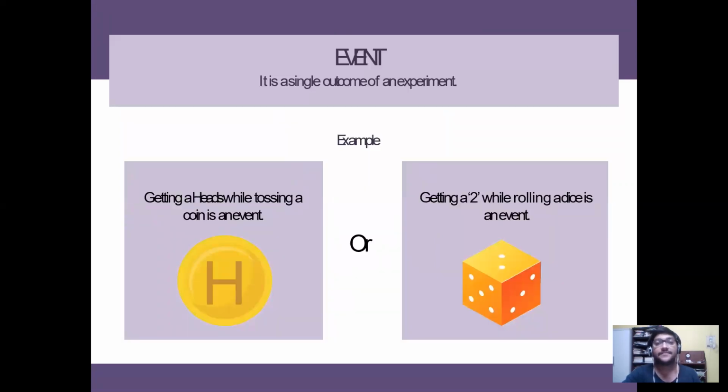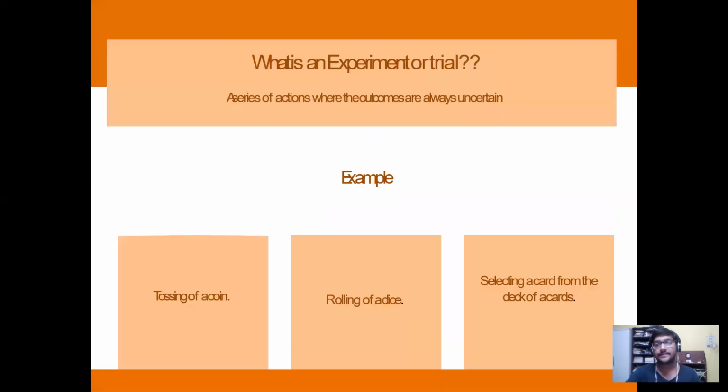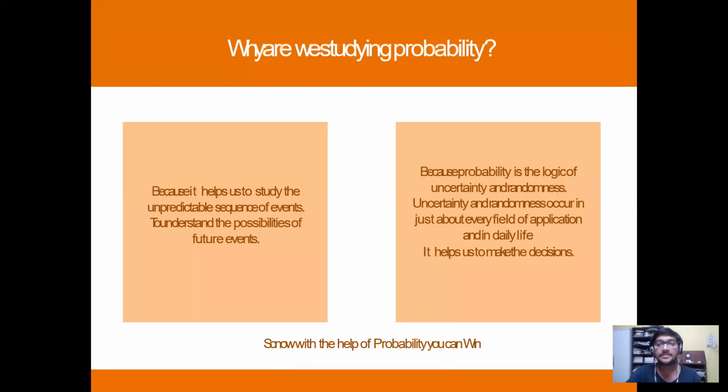Now, what is an event? It is a single outcome of an experiment. For example, getting a head while tossing a coin is an event, while getting a 2 while rolling a dice is also an event. And what is an experiment or a trial? A series of actions where the outcomes are uncertain is called an experiment. For example, tossing a coin, rolling a dice, selecting a card from a deck of cards.